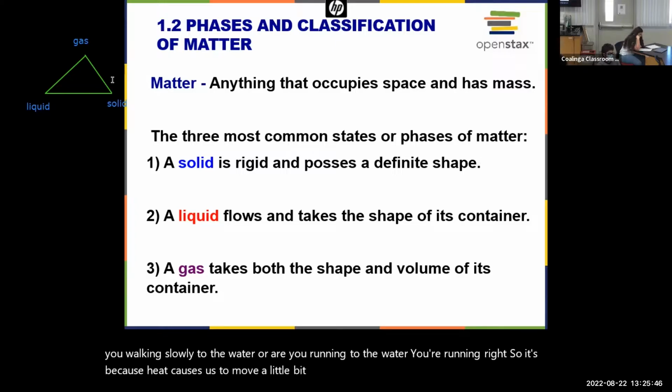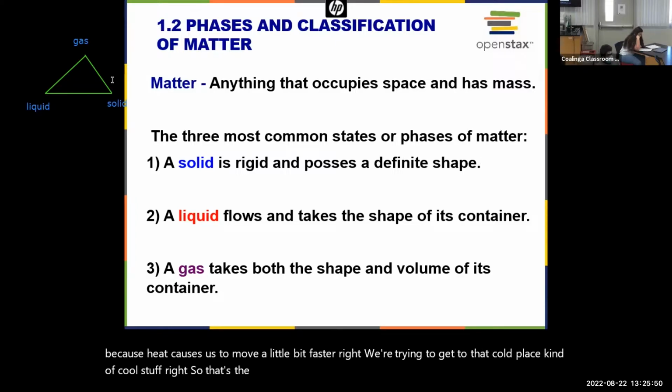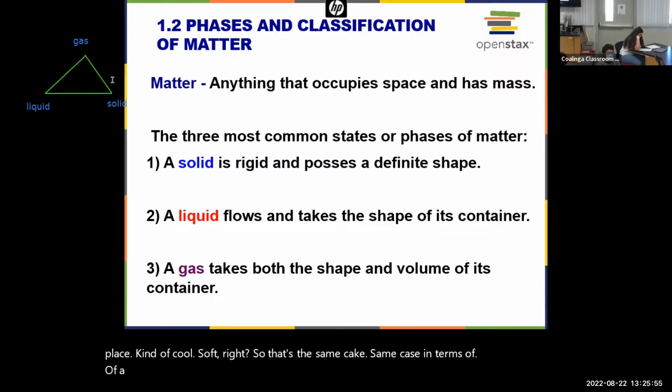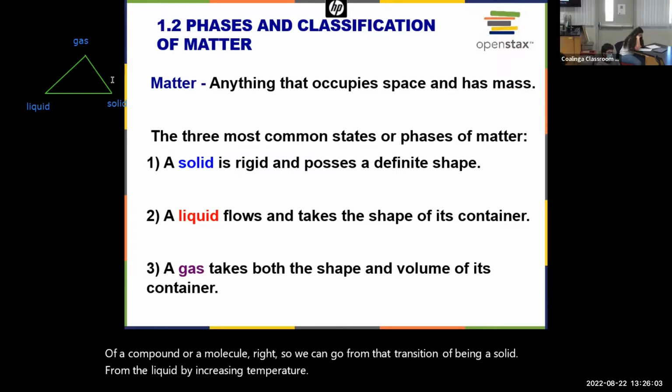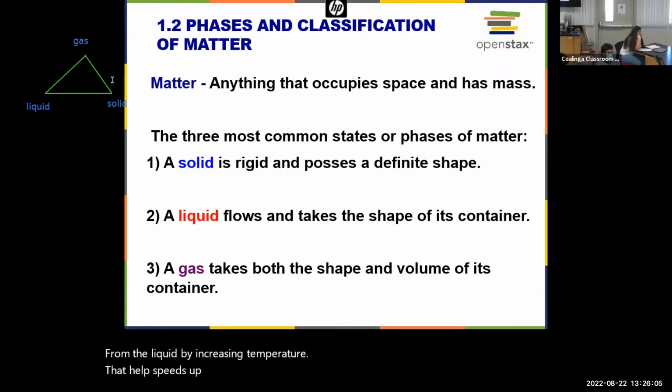We're either trying to get to that cold place and cool us off, right? So that's the same case in terms of a compound or a molecule. We can go from that transition of being a solid to a liquid by increasing temperature. It helps speed up that process. Those molecules are moving. So, have you guys heard of absolute zero?